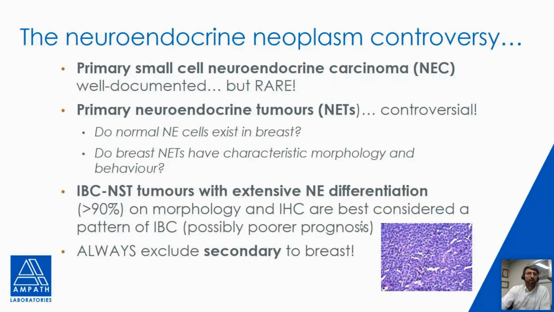The neuroendocrine neoplasm controversy, I don't want to say too much about. Primary small cell neuroendocrine carcinomas of the breast are exceedingly rare. And certainly if you do see one, like at the bottom of the slide, where it's stipulated that you always need to exclude the possibility of a secondary tumor, possibly from the lung or elsewhere.